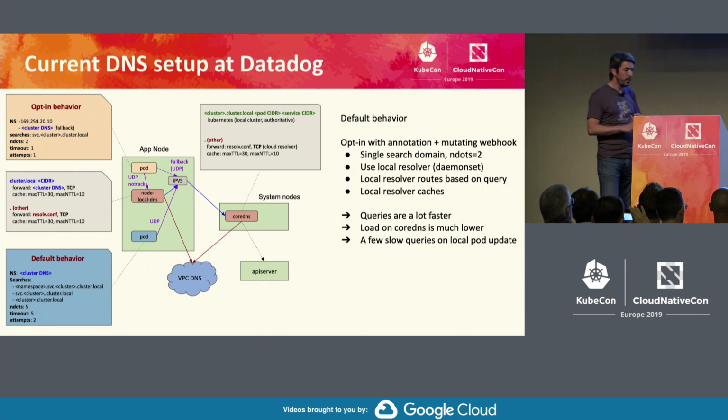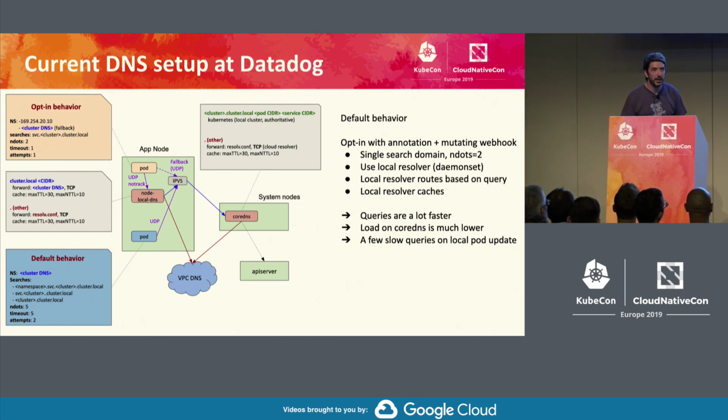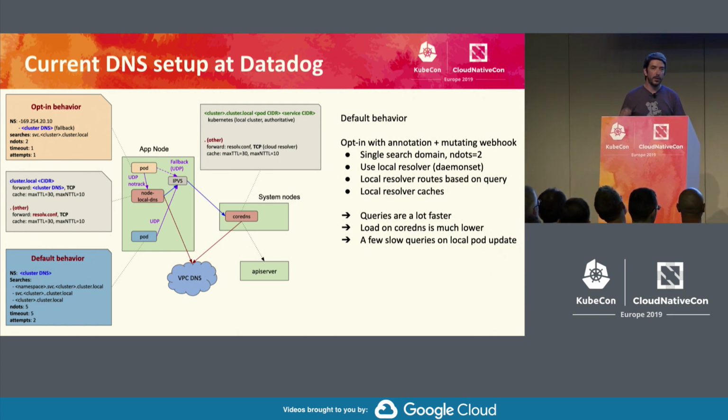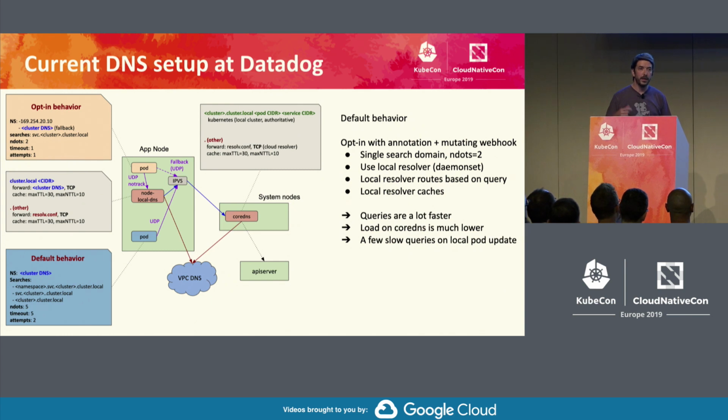So we do two important things. The first one is we have a single search domain, which is going to be svc.cluster.local, which means even in the same namespace, applications will need to put service.namespace. They can't use just service. So that's the reason it's opt-in. It's breaking some of the Kubernetes contracts, but it's much more efficient because most of the time it's going to be a single query.